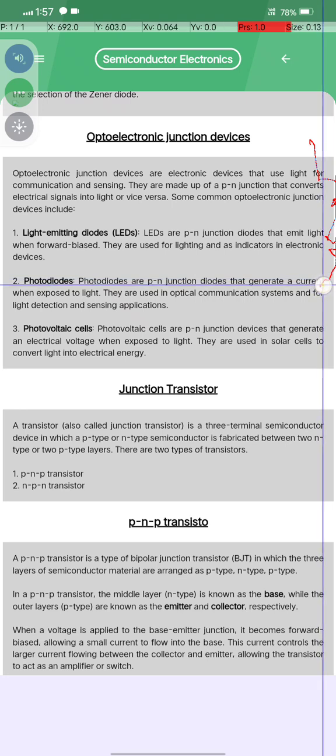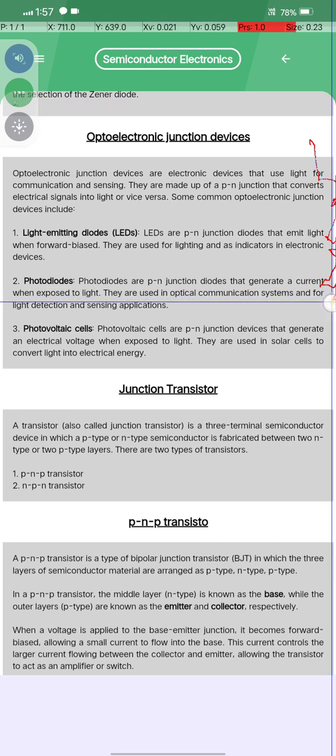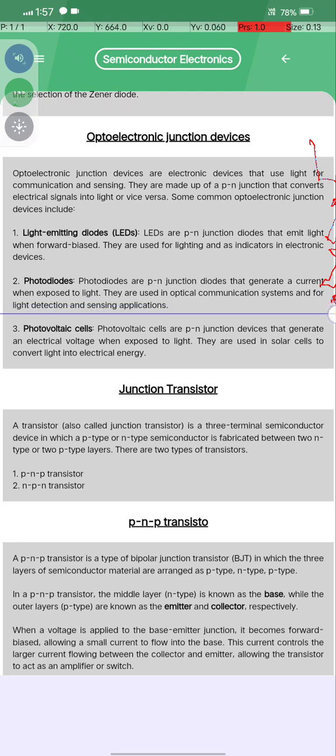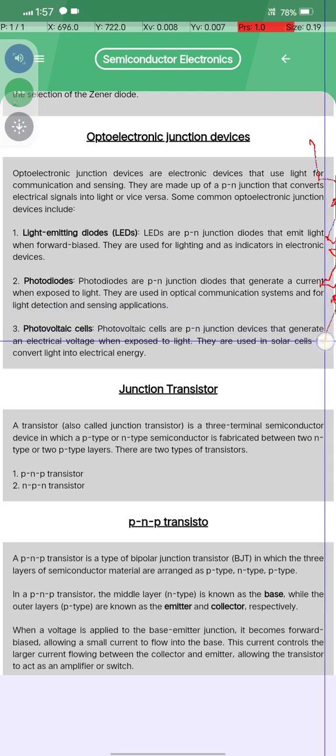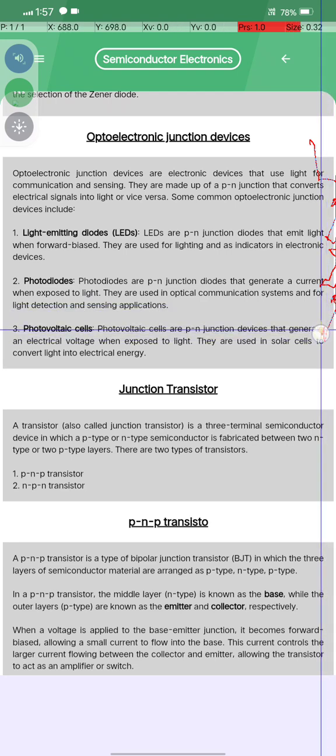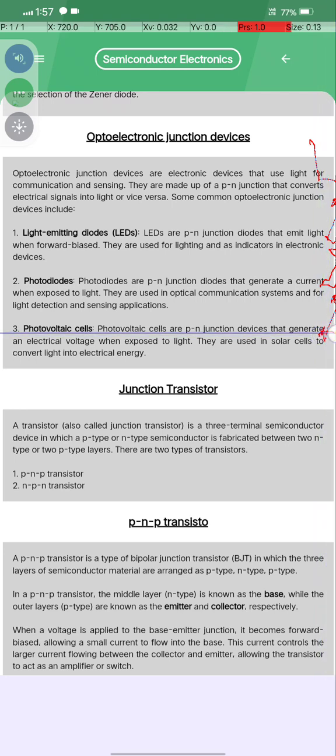Photodiodes are p-n junction diodes that generate a current when exposed to light. They are used in optical communication systems and for light detection and sensing applications. Photovoltaic cells are p-n junction devices that generate an electrical voltage when exposed to light, and they are used in solar cells to convert light into electrical energy.